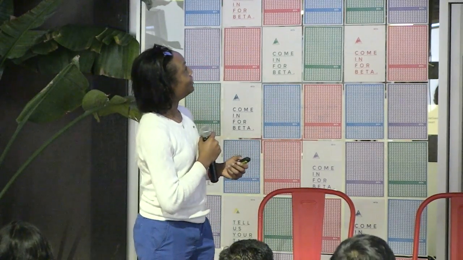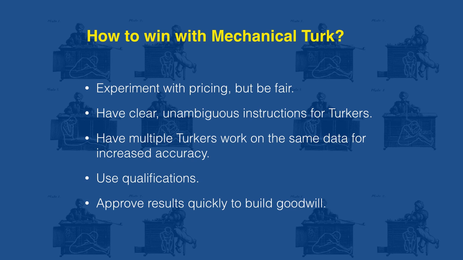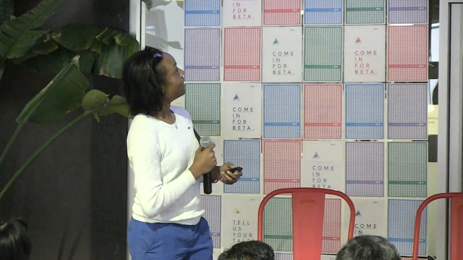Then use qualifications. With these particular tasks, I didn't let anybody with a rating under like 80% of their tasks approved work on them. You also want to approve your results quickly to build goodwill with people that are Turking, so they don't feel like they're going to be ripped off by doing your tasks. And so that's essentially it.